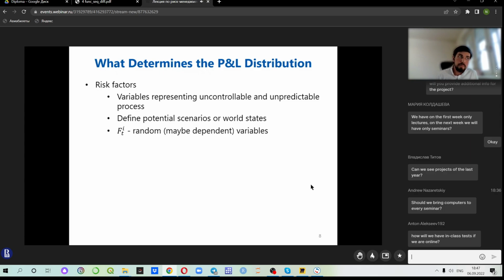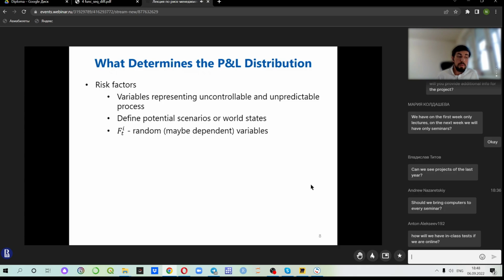So they can be represented by returns on stocks, interest rates, some characteristics of borrowers, maybe some credit spreads, inflation rates. Any basic economic variable can represent a risk factor, because generally we don't have full control of them, and they are predictable only to some degree. So there's always a residual risk that we may face dealing with them. All those variables define potential scenarios or world states in the future.